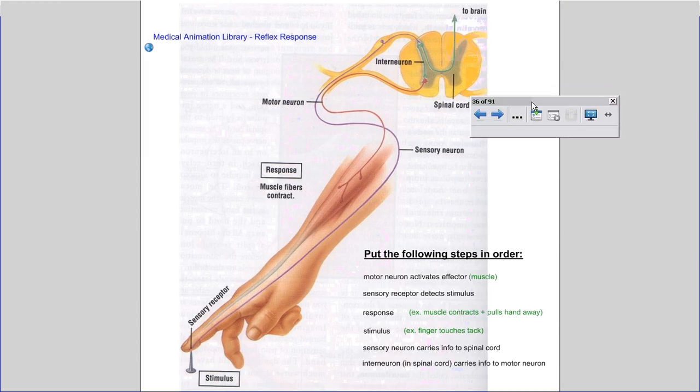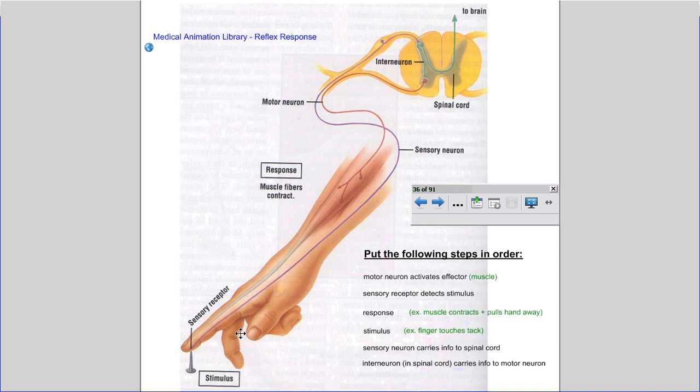This is a diagram showing what's happened. So here's the stimulus. The sensory receptor is going to detect it. It carries information up through the sensory neuron all the way up into the spinal cord. Here's an interneuron that's going to carry the information from the sensory neuron to this one, which is a motor neuron. The motor neuron is going to carry the message down to the muscle, which is the effector, and the muscle fibers are going to contract and pull the hand away as a response.